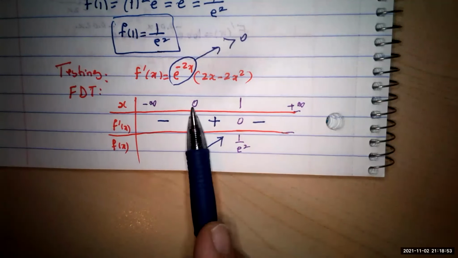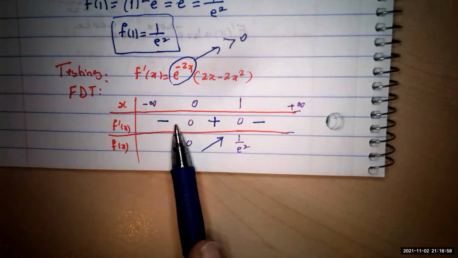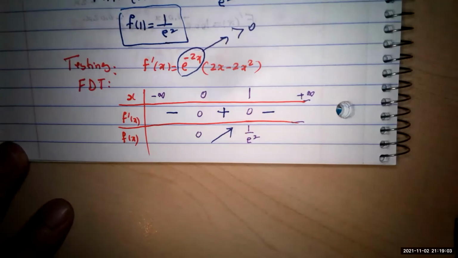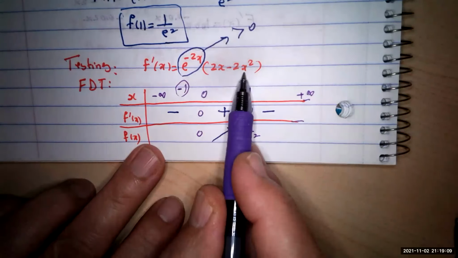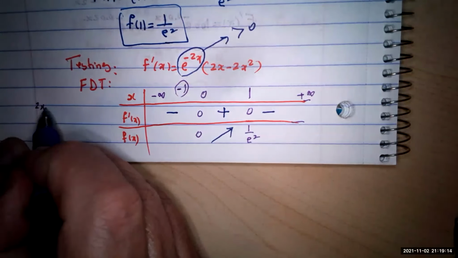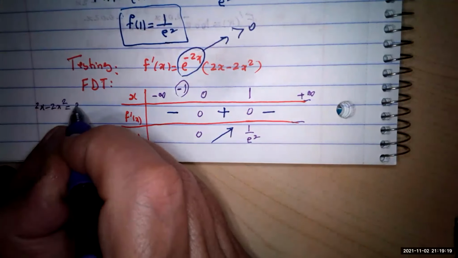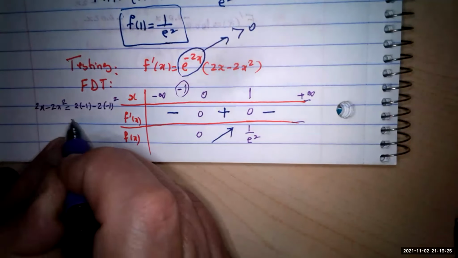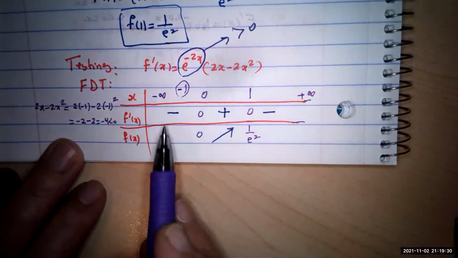You see 2x minus 2x squared. Between negative infinity and 0, you test one number. You test negative 1, if you don't like this method, of course. So what you do is you test a number, negative 1, in 2x minus 2x squared. If you substitute the negative 1, what do you get? 2 times negative 1 minus 2 times negative 1 squared. So that gives you negative 2 minus 2, which gives you negative 4. It's a negative number, so that would be negative.